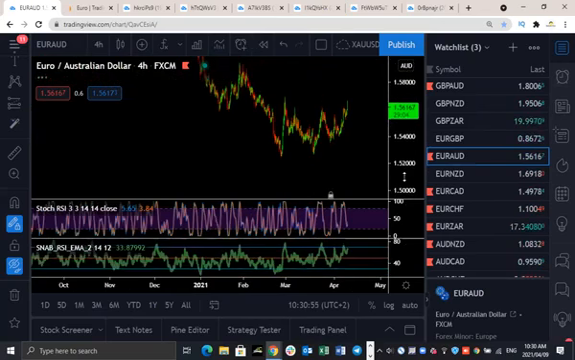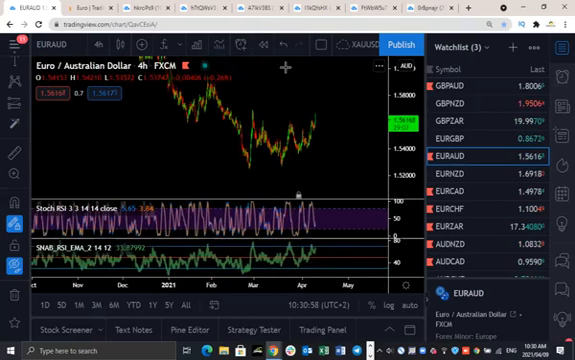Euro Audi is the same. We are looking at this corrective structure here. So when this corrective structure is done, same as Euro New Zealand, the only difference is the corrective structure. When this corrective structure is done, then we'll look for this to continue to the downside.